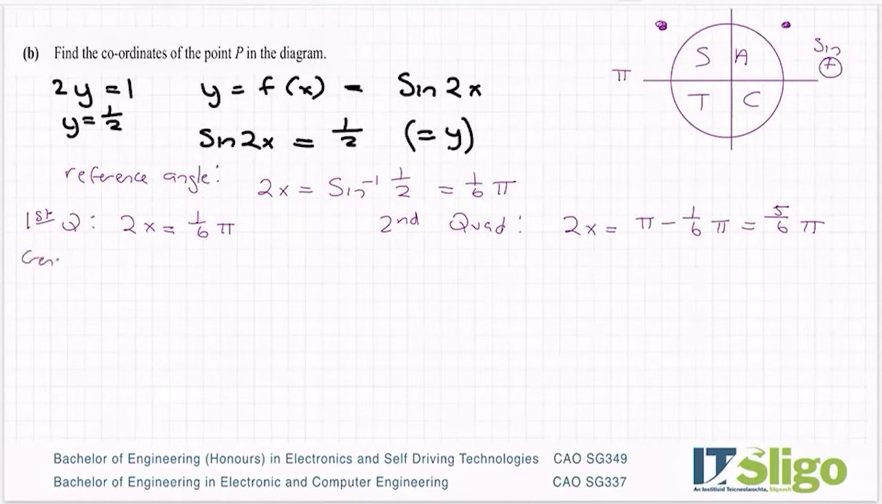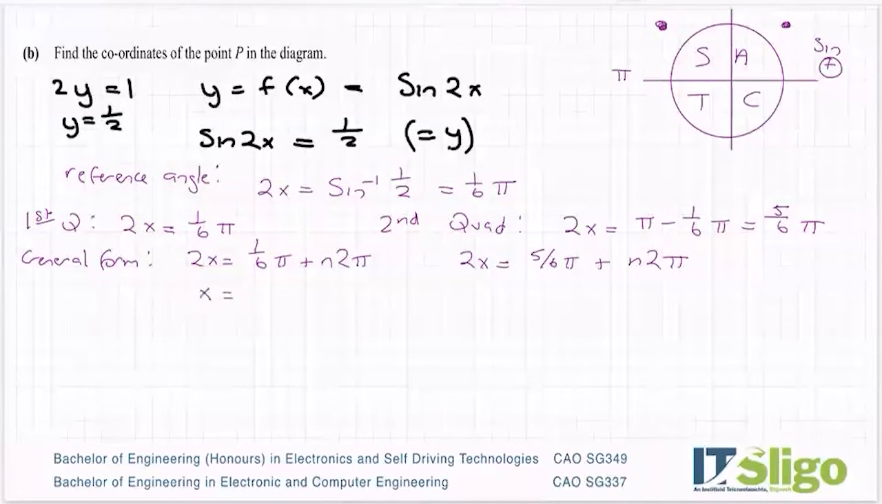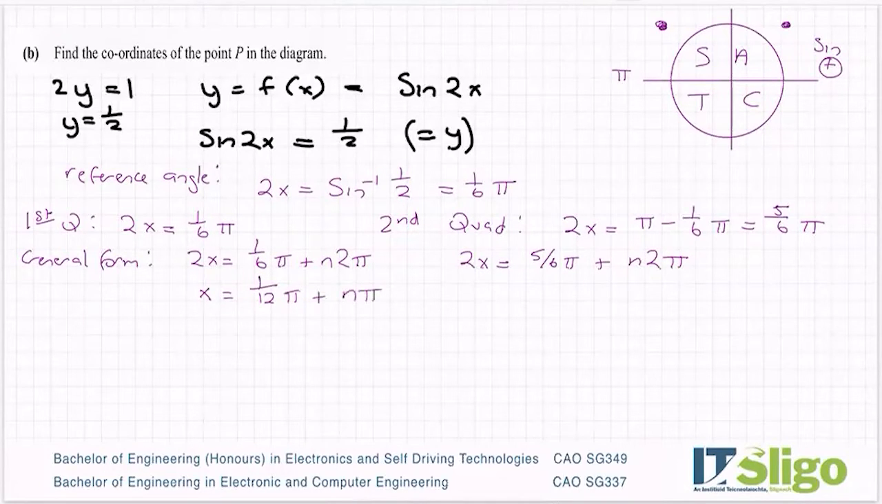Okay, so then we write it in general form. So I have 1/6 pi, well, sorry, let me write the 2x equals. 2x equals 1/6 pi plus n2 pi, or 2x is equal to 5/6 pi plus n2 pi. Okay, divide across by 2 because we want to solve for x. So x is equal to 1/12 pi plus n pi, or x is equal to 5/12 pi plus n pi.